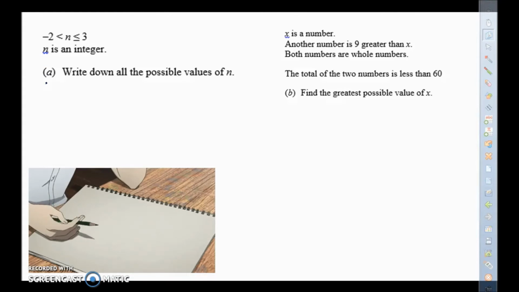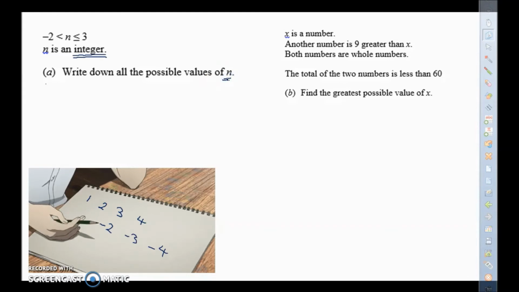So it says n is an integer. So here's a key word for you, integer. Now integer is one of the very first things you ever learn in maths. It's just whole numbers. So I'll write them down here. It's just your whole numbers. So, you know, 1, 2, 3, 4, some negatives, -2, -3, -4, just whole numbers. So it says, write down all the possible values of n.